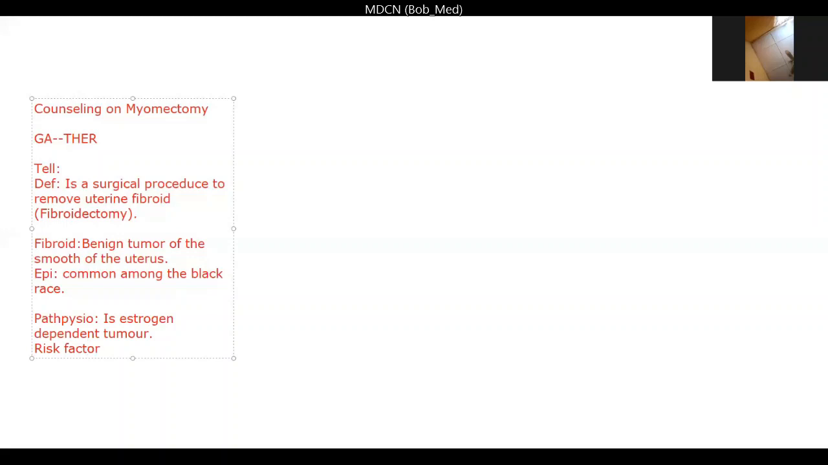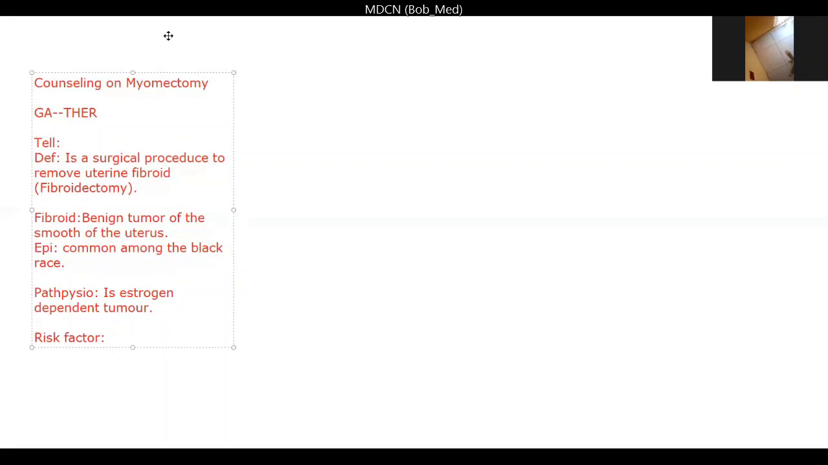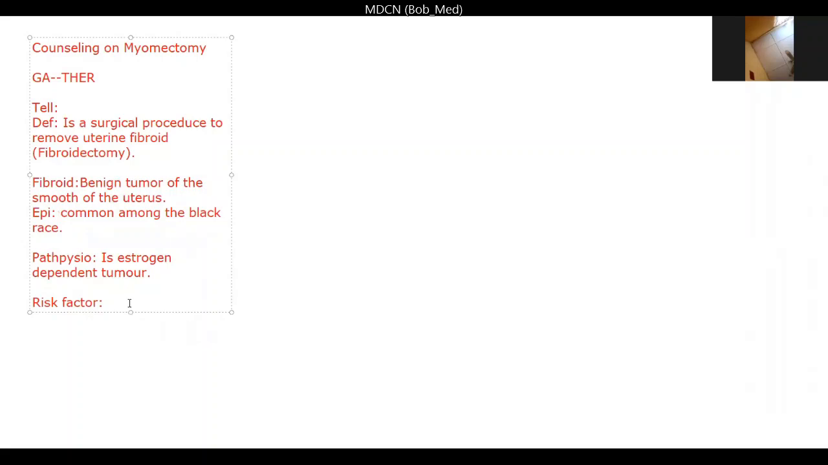Then you want to give a quick one about the risk factors for this tumor. Bearing in mind, you're not counseling on fibroid. We are doing myomectomy. But I feel it is very important to say a few things before diving into myomectomy fully. So the risk factors, of course: black race, nulliparity, nulliparous women. People with family history. People who are taking combined oral contraceptive pills, OCPs, are also at risk. Obesity, etc.